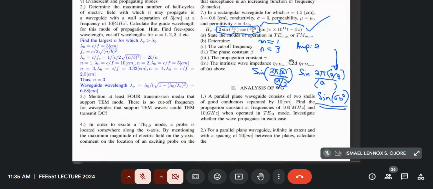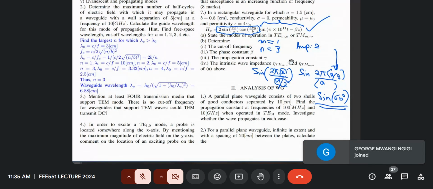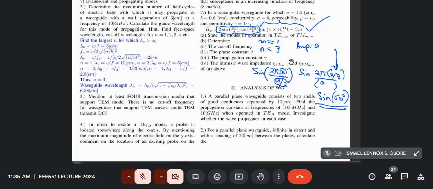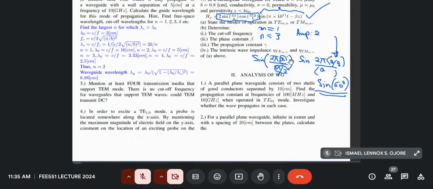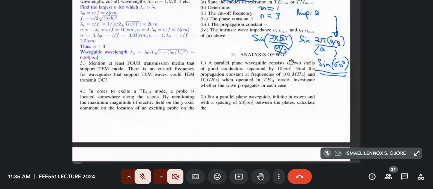Is it clear how you excite different modes? Yes, you play with the location of that probe for different modes. If you want to go deeper into it, that's what you do.